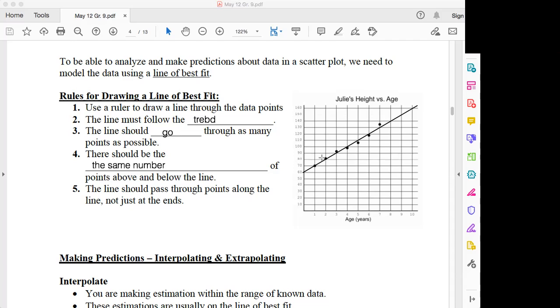So I don't want you connecting all the points. What you're doing is making a line through the points to show the trend. And I just realized that I wrote trend wrong. Okay, so that is how you do a line of best fit, and you need it to keep going. You're not just going to stop at this last point here. You're going to keep going with the line.